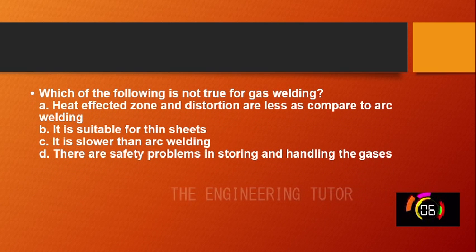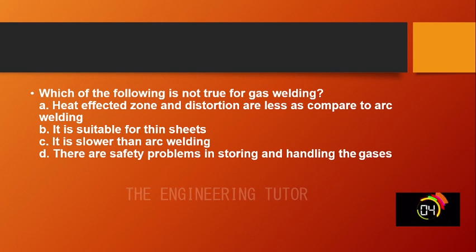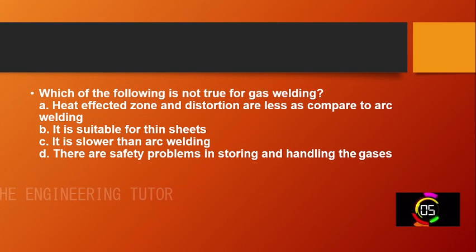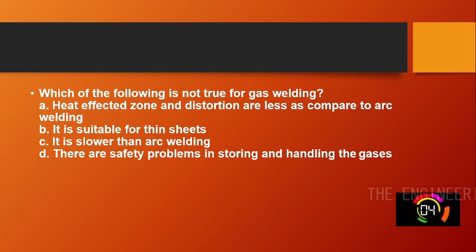Which of the following is not true for gas welding operation? It's a very tricky question. Our options are: heat affected zone and distortion area less compared to arc welding; it is suitable for thin sheets; it is lower than arc welding; there are safety problems in storing and handling the gas. So our question is which is not true.